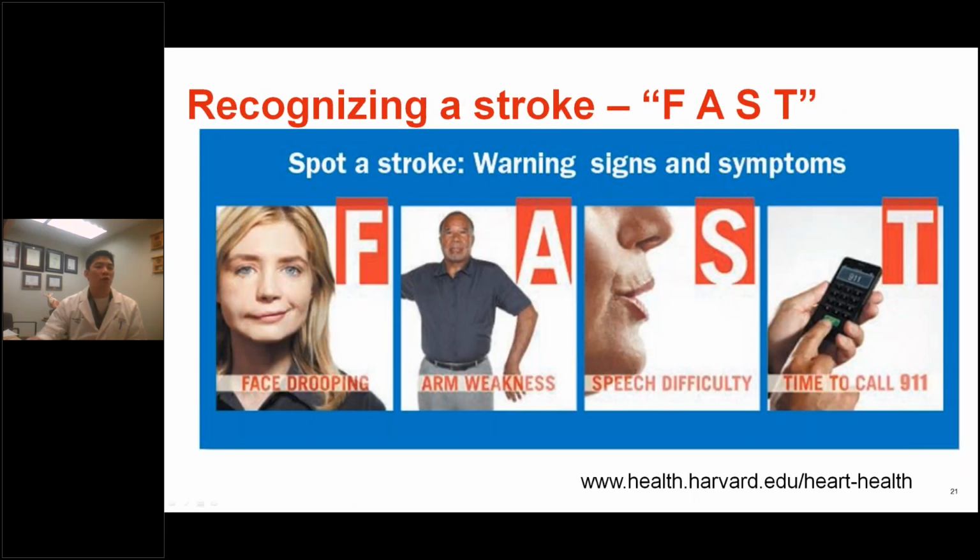What are the symptoms of stroke? This is a nice advertisement for patients from the Harvard Health site. It gives the moniker FAST, F-A-S-T: F for face drooping, A for arm weakness, S for speech difficulty. If you see a sudden onset of those symptoms, then it's time to call 911 because you might be having a stroke.